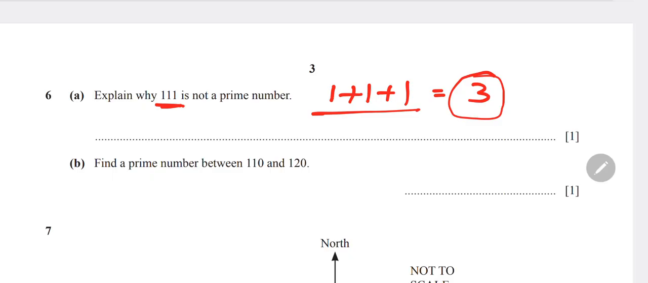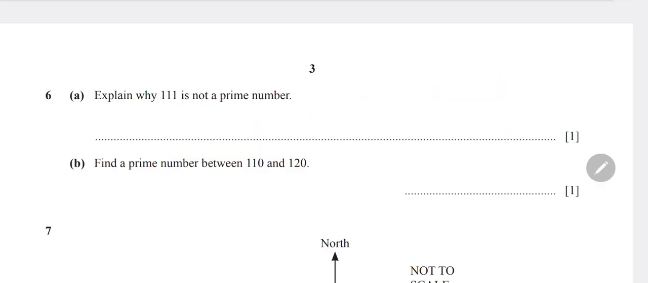It means it has more than 2 factors. A prime number has only 2 factors, 1 and itself. If a number is divisible only by 1 and itself, it's called a prime number. If a number has more than 2 factors, it is called composite, not prime. So this is not prime, because it is divisible by 3, it is also divisible by 37, and by 1 and by 111. So this is not a prime number. Okay, so you can use this.